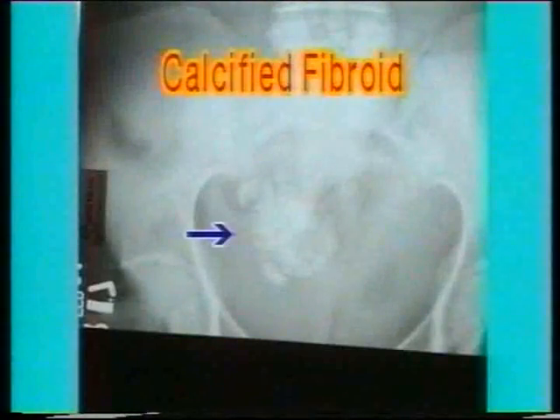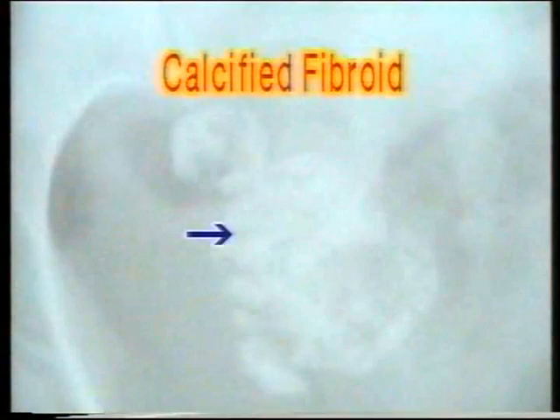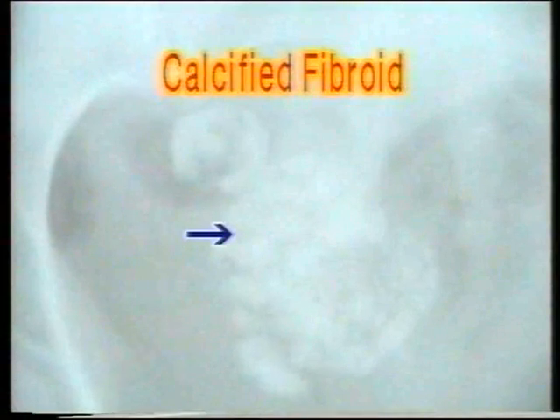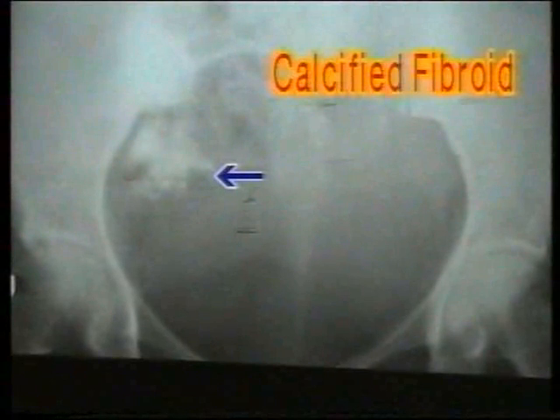Now this is another calcified fibroid. There are two fibroids, one larger and one small. Both are rounded and unevenly calcified. Note the position just below the pelvic brim. This is another X-ray showing a calcified fibroid. It is a round, irregularly calcified mass just below the pelvic brim.